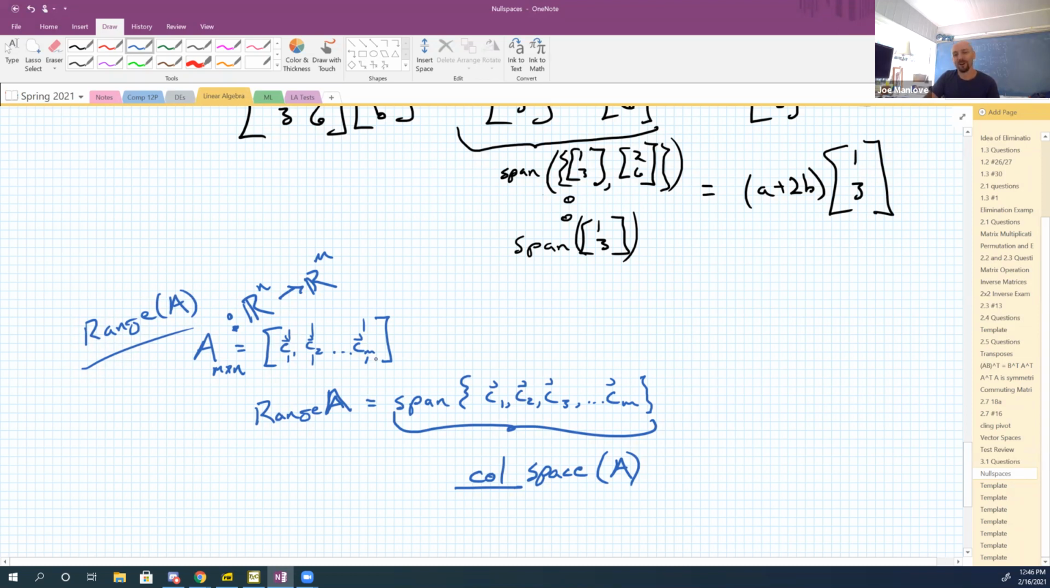How many columns did I put in here? I said it has M columns, right? And then I wrote down it's M by N. So I need to fix one of these. In order to keep my usual notation, I'm going to say there are N columns here.